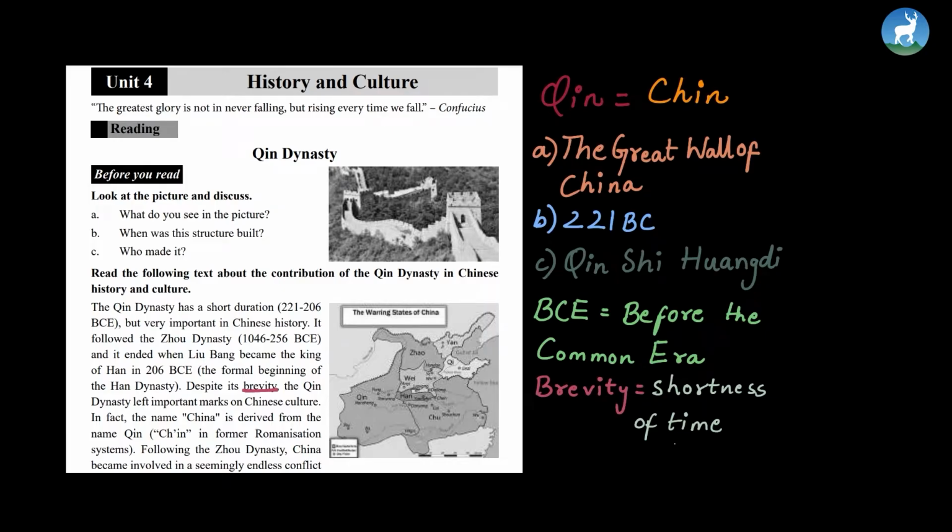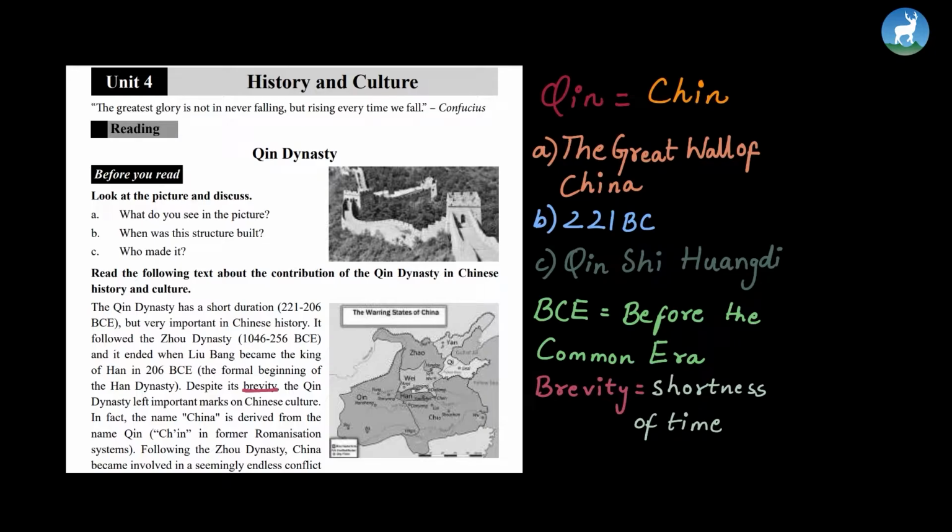The Qin Dynasty has a short duration, 221 to 206 BCE. So BCE also stands for before the Common Era. But very important in Chinese history. It followed the Zhou Dynasty, 1046 to 256 BCE, and it ended when Liu Bang became the king of Han in 206 BCE, which is also known as the formal beginning of the Han Dynasty.